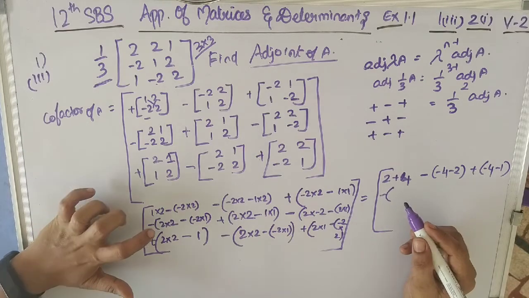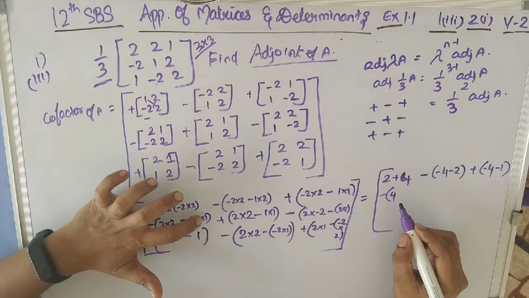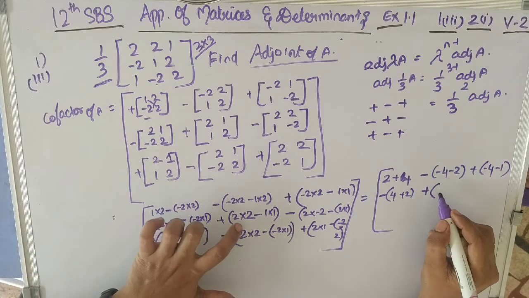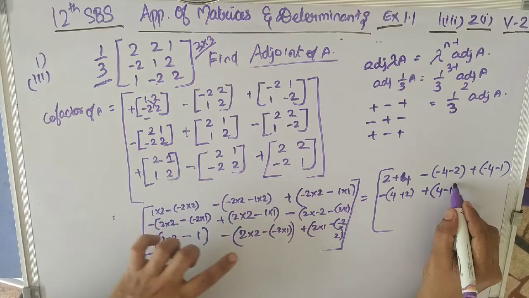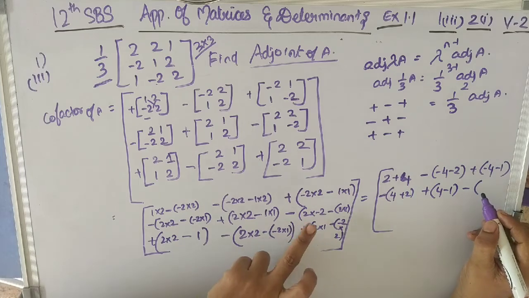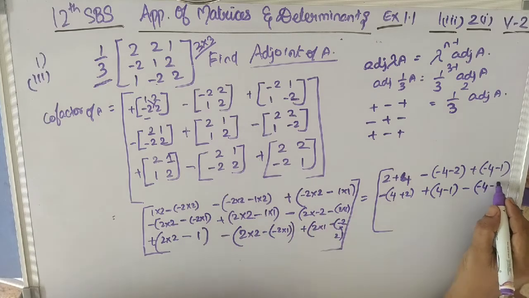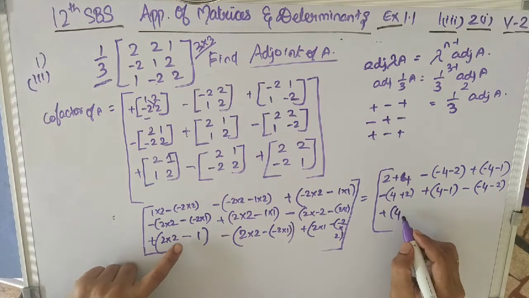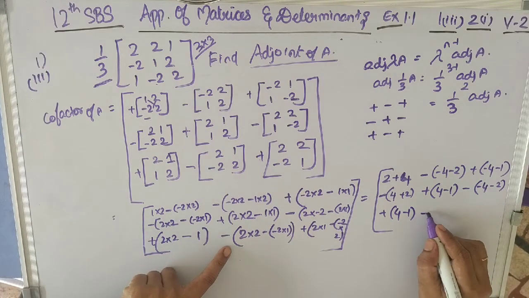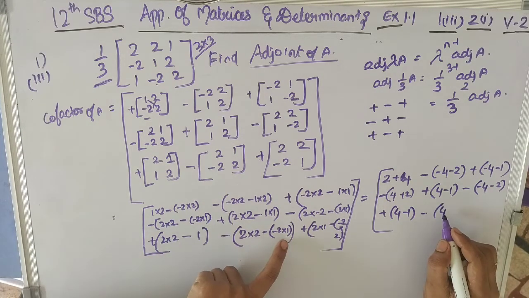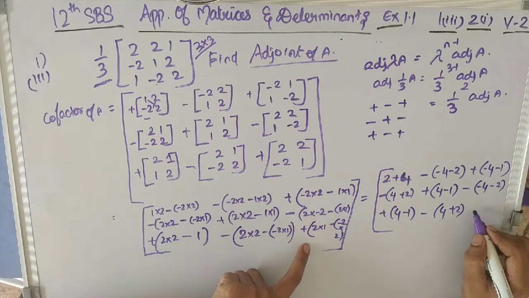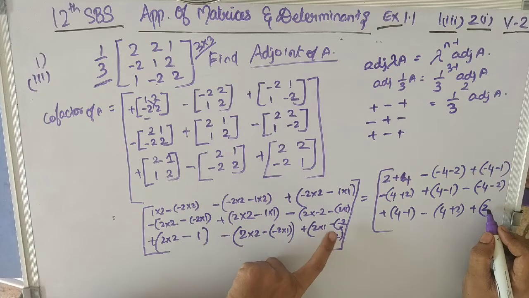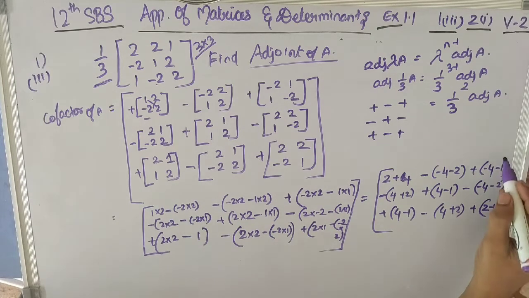Okay. The next one is minus 2 into 2, 4, minus of minus 2 plus 2, plus sign convention plus, 2 into 2 is 4 minus 1. The next one is sign convention minus 4 minus 2. The next place is plus of 4 minus 1. The next place is minus of 2 into 2 is 4 minus of minus 2 plus 2 plus 2 minus of minus 2 into 2, it's plus 4.